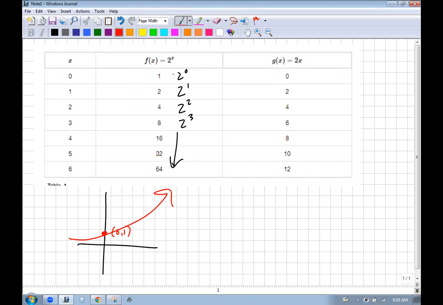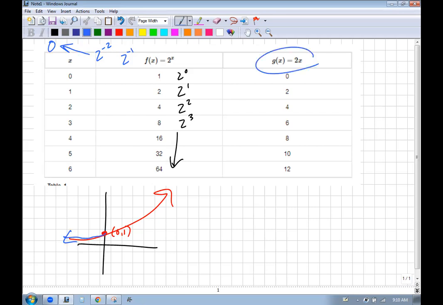So when you go to the right, they get bigger and bigger. If you go to the left, think about it, 2 to the minus 1, that's a half. 2 to the minus 2, that's a fourth. 2 to the minus whatever. It gets closer and closer to 0 when you go to the left. It's never equal to 0. It just gets closer and closer to 0.